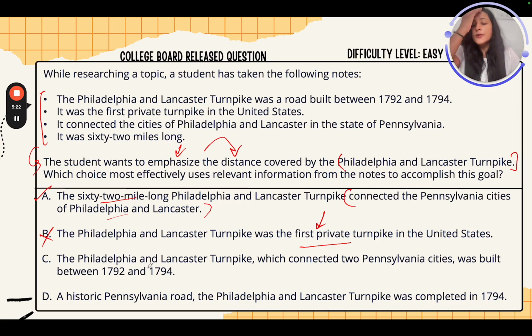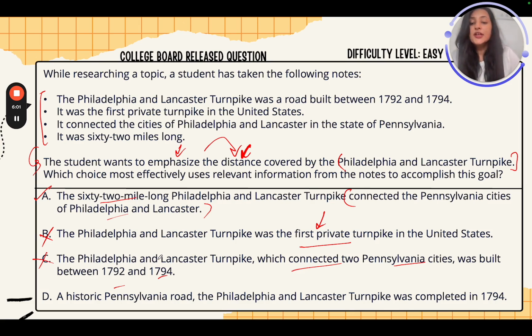C, the Philadelphia and the Lancaster Turnpike, which connected two Pennsylvania cities, was built. Okay, so it's telling me that it connected two Pennsylvania cities, right? But does that mean that it's talking about the distance? No, right? It's just connecting 2 points, but what is the distance? I still don't know, right? And when was it built? Was built between this? All of this information is just irrelevant. We are talking about the distance covered by this turnpike. I don't want to know about when it was built and what it's connecting. It's more towards the distance that I want to know.